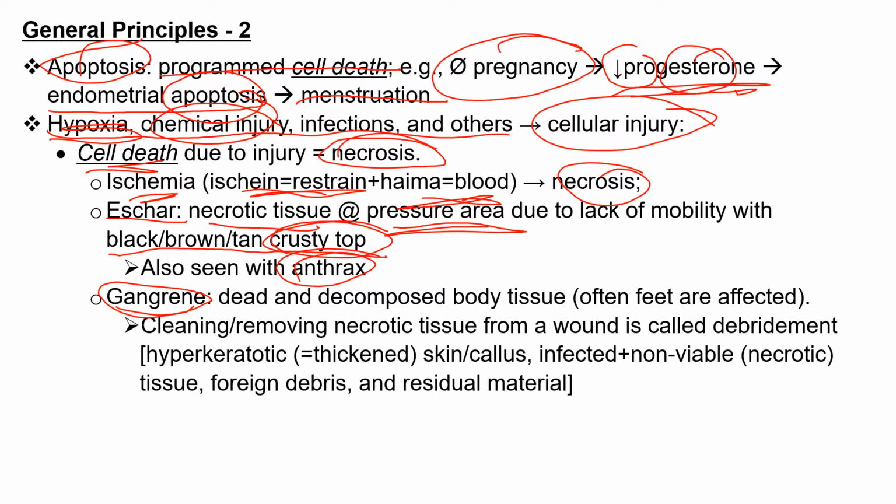Gangrene is dead and decomposed body tissue, a very sad sight. Feet are often affected. Diabetics, often severe uncontrolled diabetes, may result in gangrene, especially of their feet. Obviously, if the tissue is dead and decomposed and the patient is alive, you want to clean and remove that necrotic tissue. And the process of cleaning that wound is called debridement.